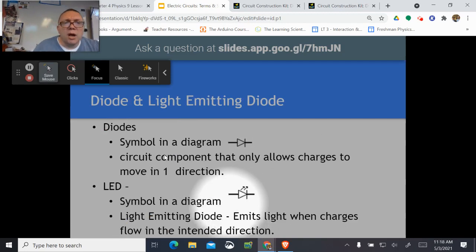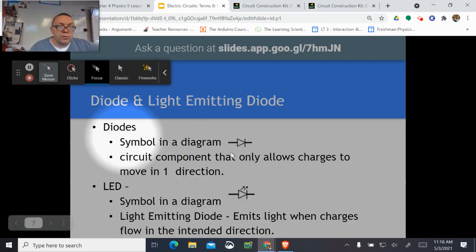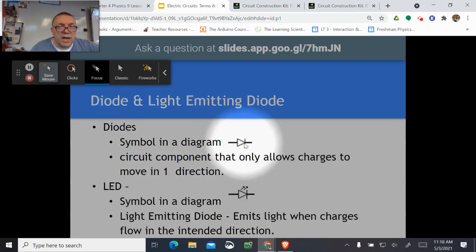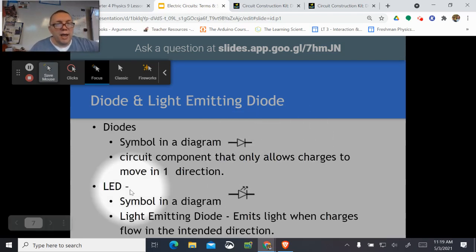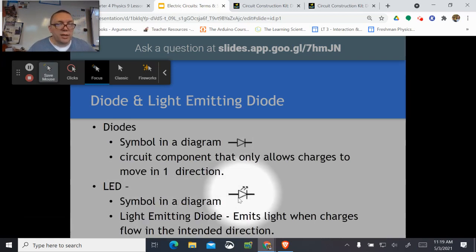Other symbols for circuits, diodes. The symbol in a circuit for a diode is this. Diodes are like one-way valves. They will allow current to go one way, not the other. An LED is a diode. It's something that only allows current to go one way. And when that current goes that way, it emits light. So they have almost identical diagrams. It's just an LED has these little arrows coming off of them.